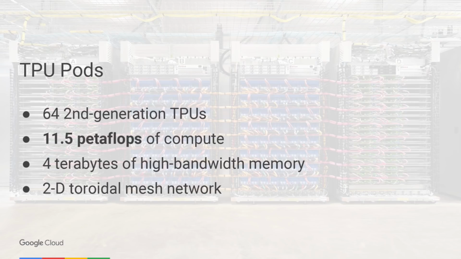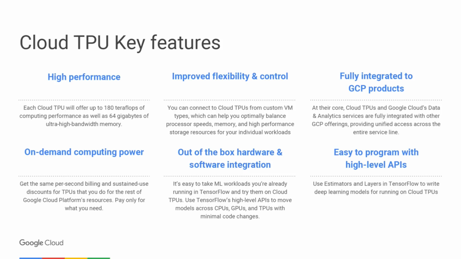And this also includes 4 terabytes of high bandwidth memory. And this is all connected together in a toroidal mesh network. So these will be coming to Google Cloud as cloud TPUs very soon. So some of the key features. I'd like to talk about flexibility. TPUs can be attached to any VM that you need. So depending on how much compute you need to go along with the TPU compute, you can have a larger or smaller VM. It takes advantage of all the networking, storage, and compute performance of Google Cloud.